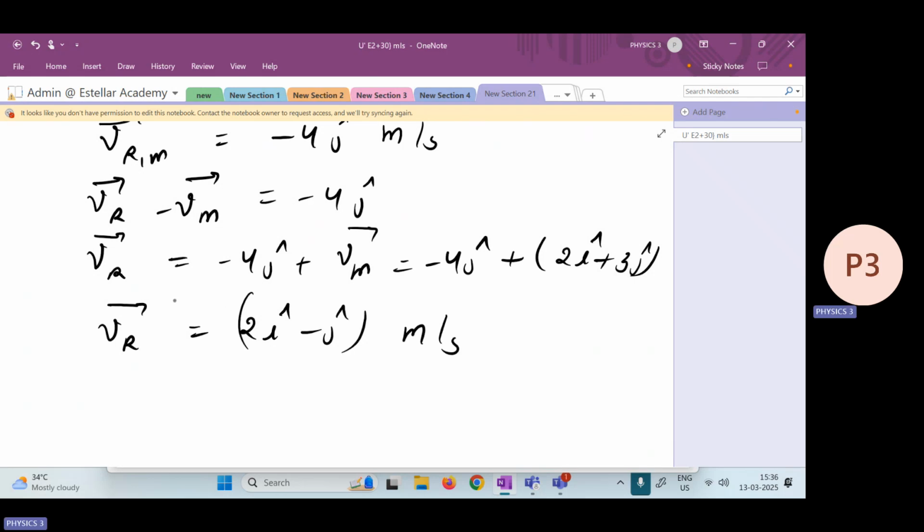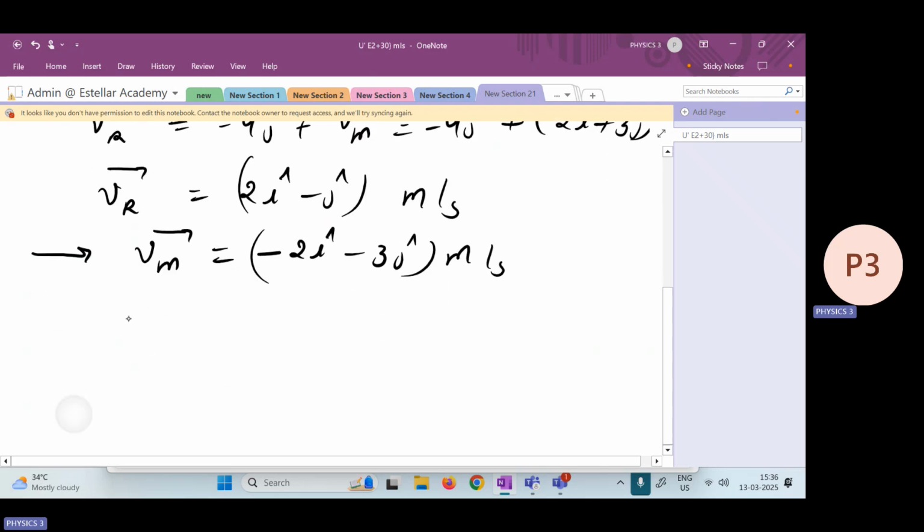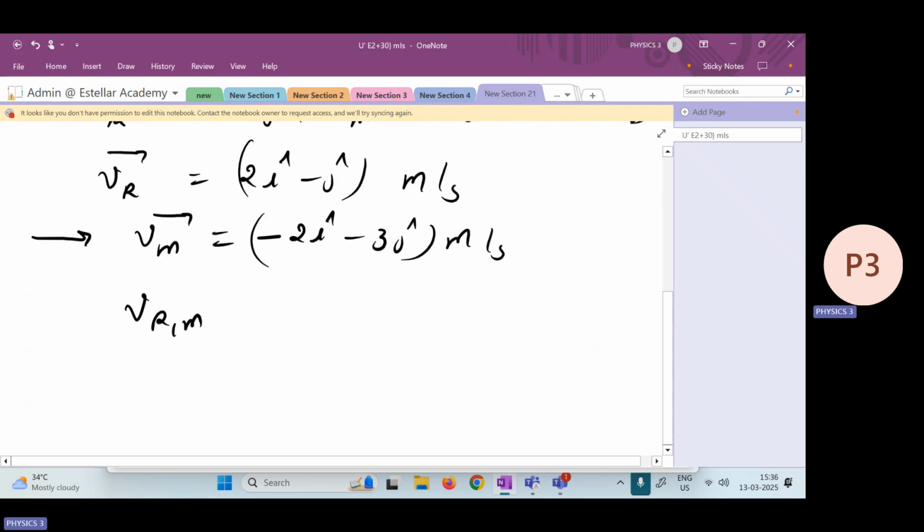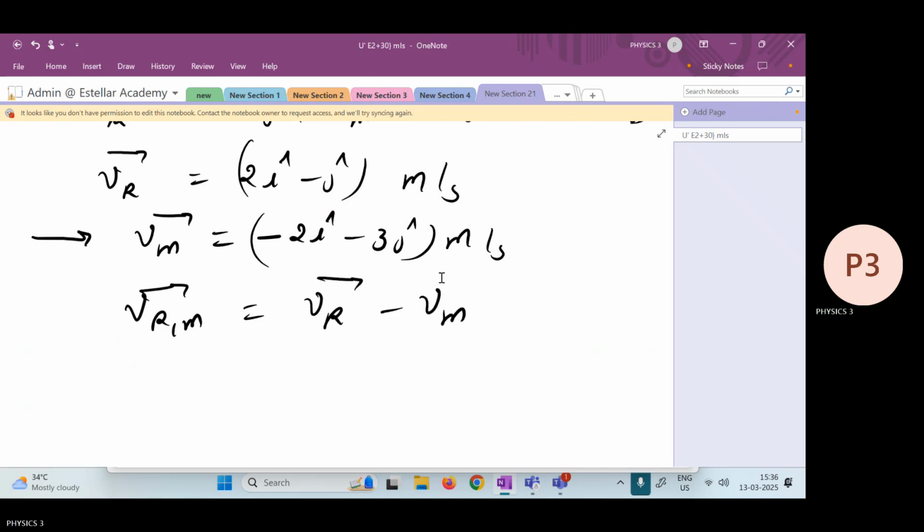Now, in the second scenario, the person runs down with the same speed. As the person runs down, the velocity of man will be in just the opposite direction. So it will be minus 2i cap minus 3j cap meter per second. Now, in this case, we have to find VRM. So VRM in this case would be VR minus VM. So VR we have 2i cap minus j cap, minus VM, which is minus 2i cap minus 3j cap.